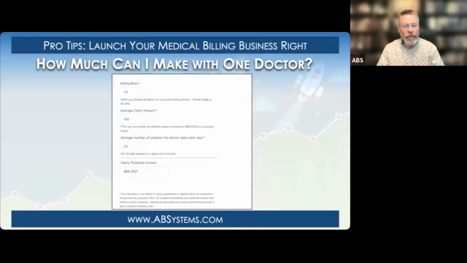And so if you're doing billing for one doctor, billing at that rate of 7%, and each one of those insurance claims that you're filing for that doctor averages out about $150 per claim, and that doctor is seeing about 25 patients a day, you can see right there your potential income. Well, that's $68,000 with one doctor.